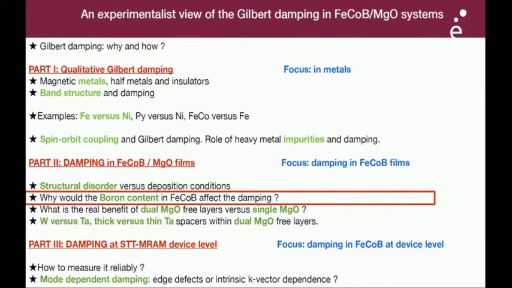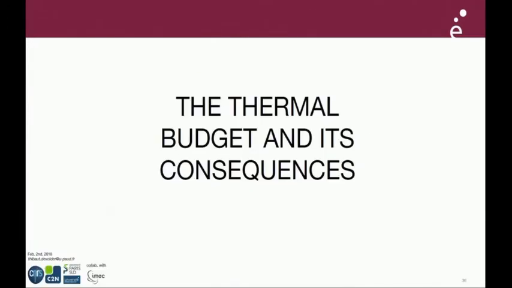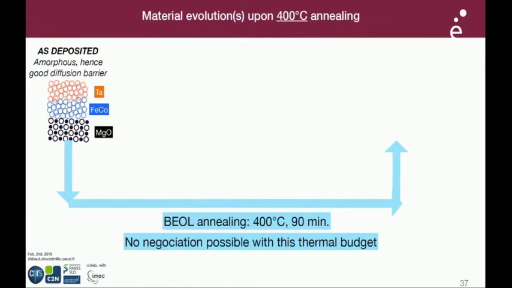Then the second trick I want to talk about is why we should engineer the boron content in the iron cobalt boron layers, and why that would affect the damping. This is not direct, but comes from the thermal budget that is used to prepare the sample. Ideally, we want to start from the as-deposited state, which is amorphous, and we want to end in the ideal crystalline structure. And for this, there's no negotiation possible with CMOS people. You have to use 400 C annealing. There's no way you can avoid this.